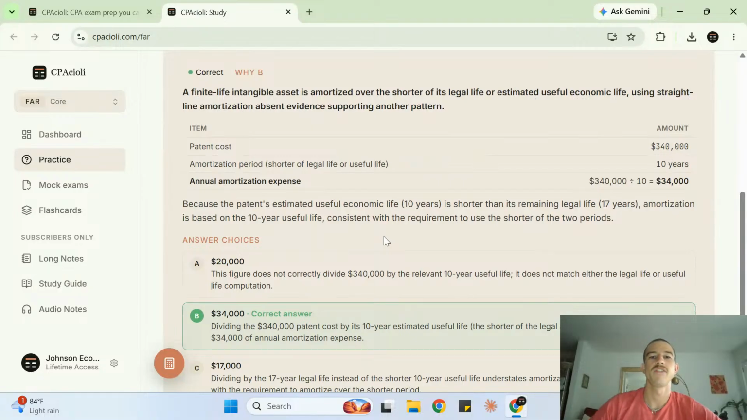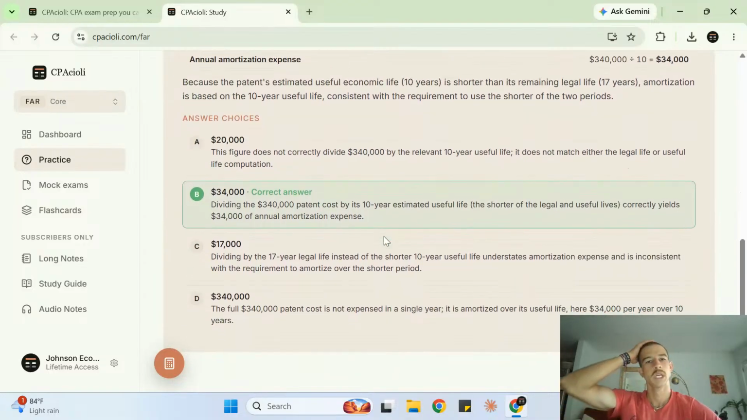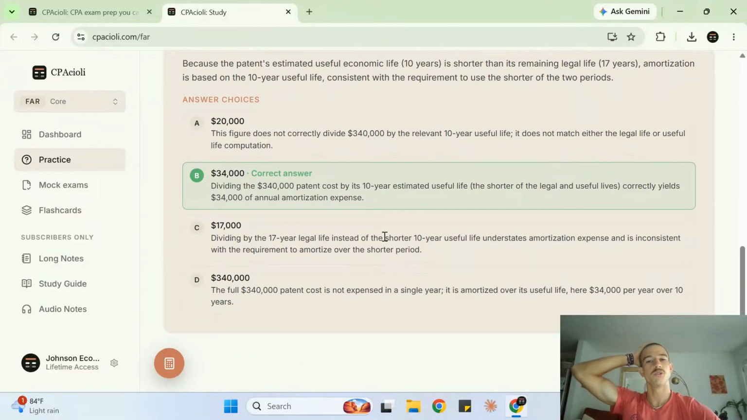A finite life intangible asset is amortized over the shorter of its legal life or estimated useful economic life using straight line amortization absent evidence supporting another pattern. Because the patent's estimated useful economic life is shorter than its remaining legal life, amortization is based on the 10-year useful life, consistent with the requirement to use the shorter of the two periods.